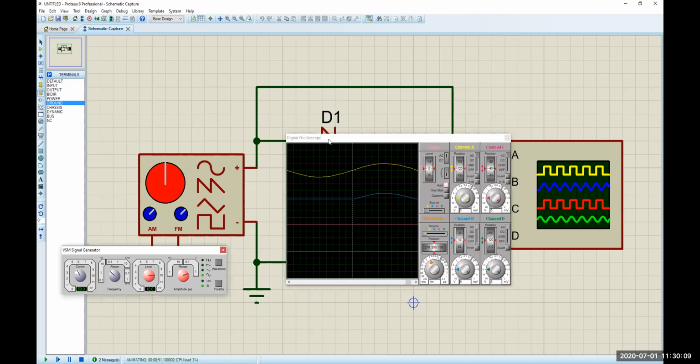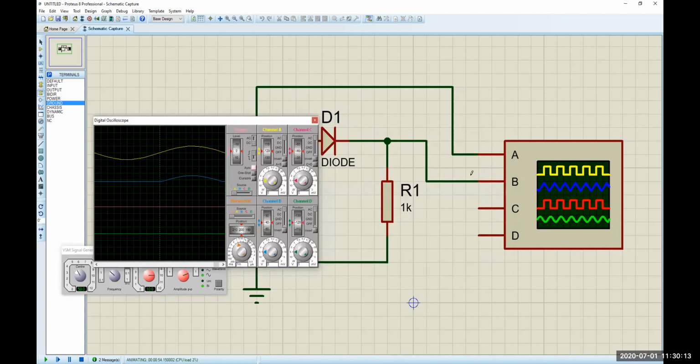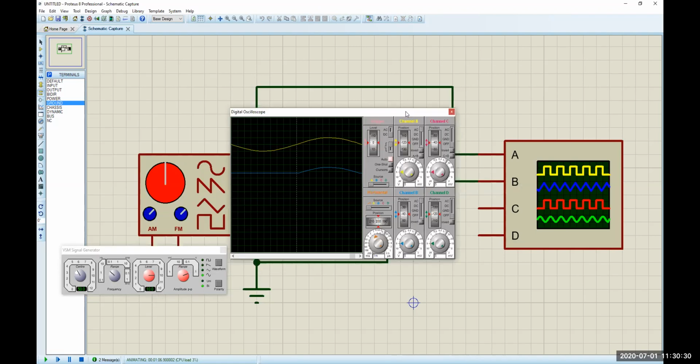Let's come back here. Now, which two channels do we use? A and B, right? Do we need C and D? No. So we can turn them off, right? Here, can you see turn off? C and D, turn off. We can turn them off.